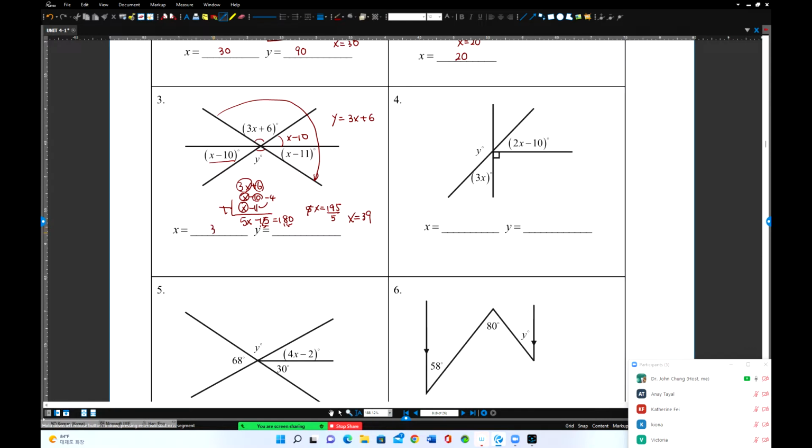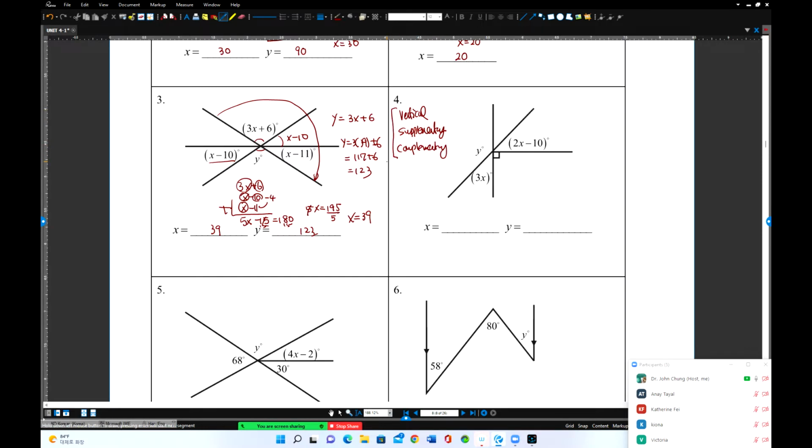So x equals 39. After you find x, you can find y also. y equals 3 times x plus 6. y equals 3 times 39 plus 6. Okay, 39 times 3 is what? 117, and plus 6 is 123. Just try to use vertical angles. We did already congruent and supplementary angles, sometimes complementary angles. That's it.